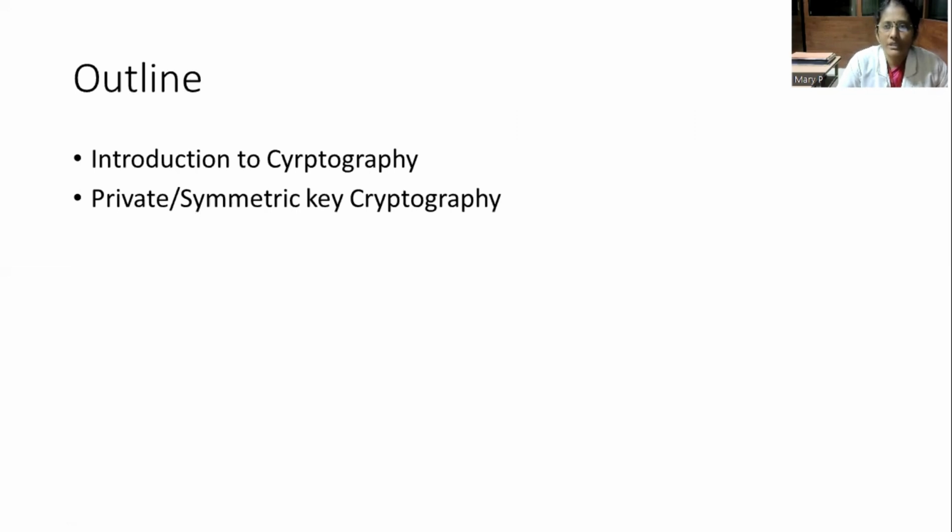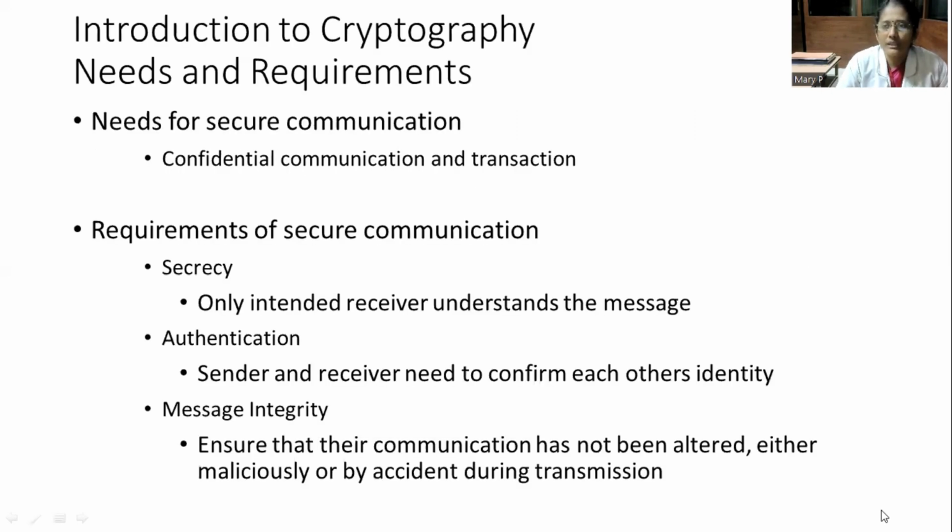In this video, we discuss the basics of cryptography. The outline of this video is, first we discuss the introduction to cryptography, then we discuss symmetric key cryptography. What are the needs of using cryptography and what are the requirements?